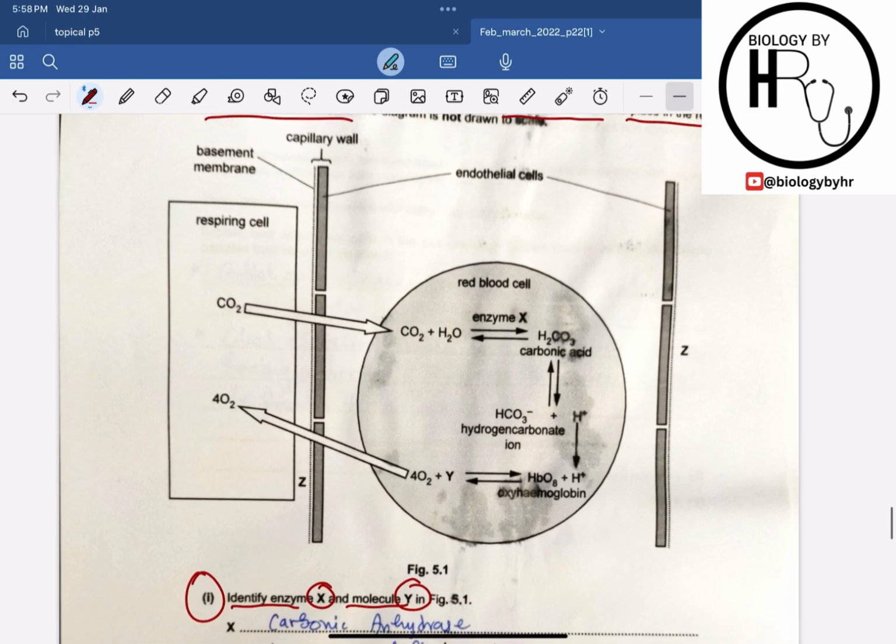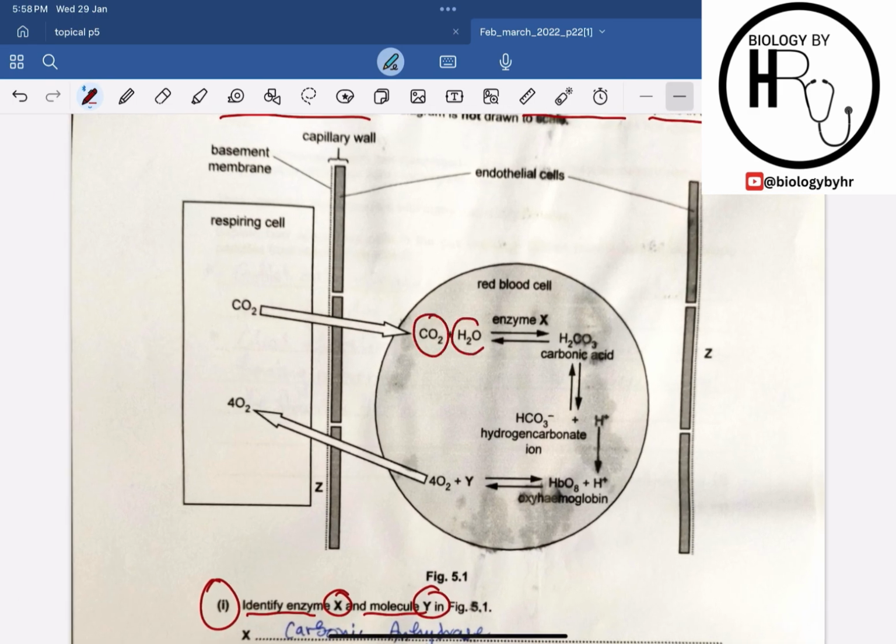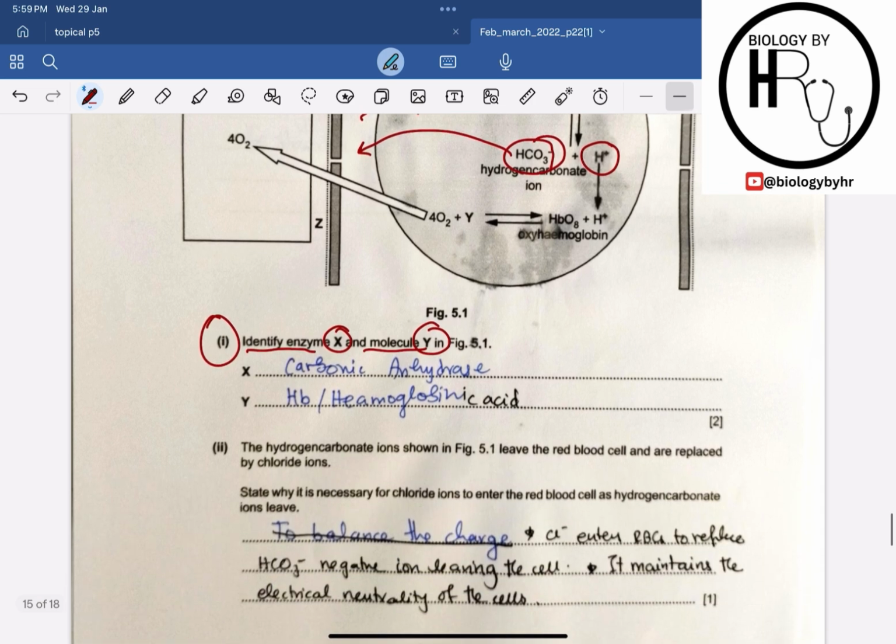This is a very popular reaction: the carbon dioxide combines with water and forms carbonic acid, H2CO3, which further breaks down into HCO3 and H positive. As the H positive goes out into the extracellular space, the chloride ion enters the red blood cell to maintain the electric balance of the cell. The enzyme used in the reaction of carbon dioxide with water is the carbonic anhydrase enzyme, right.